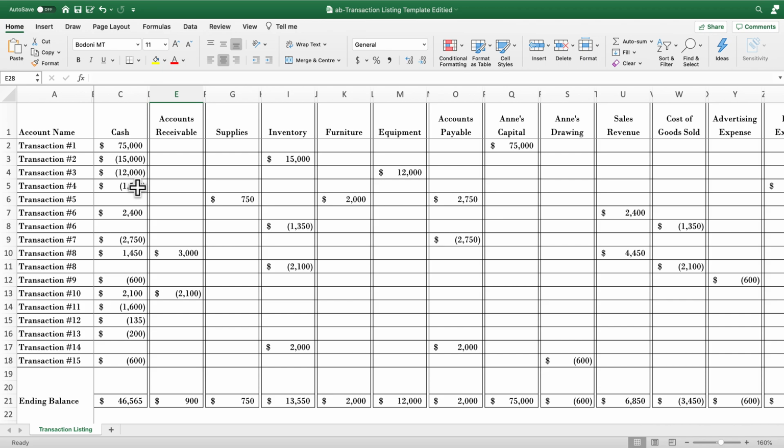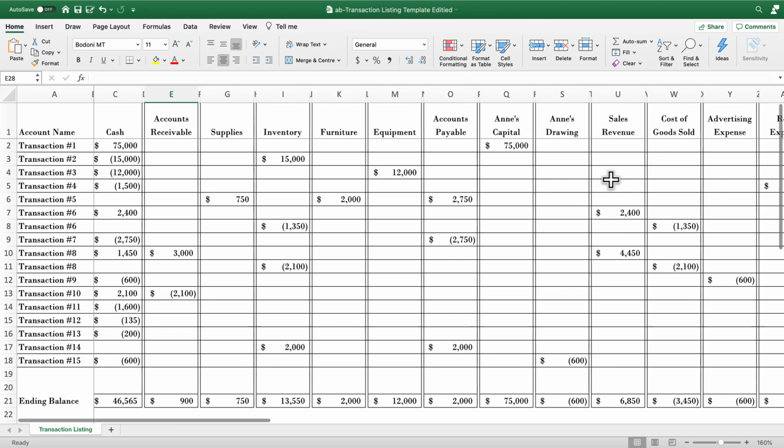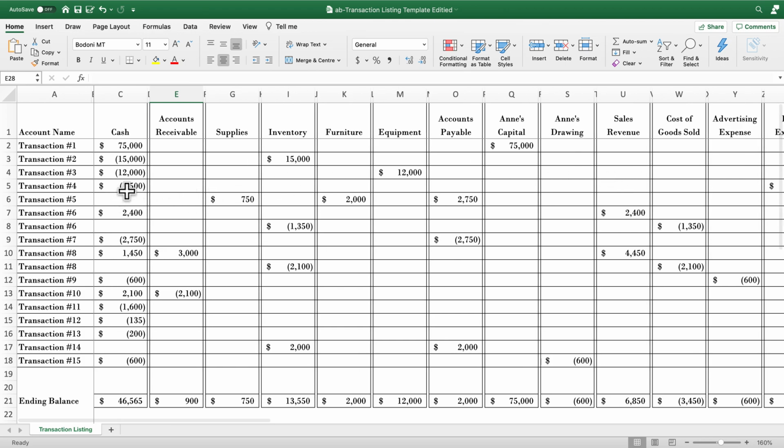Number 4, Anne pays rent on the company's retail location of $1,500. So we have $1,500 cash going out, and our expense is our debit, which is $1,500. So our expense is our debit, and our cash going out is our credit.